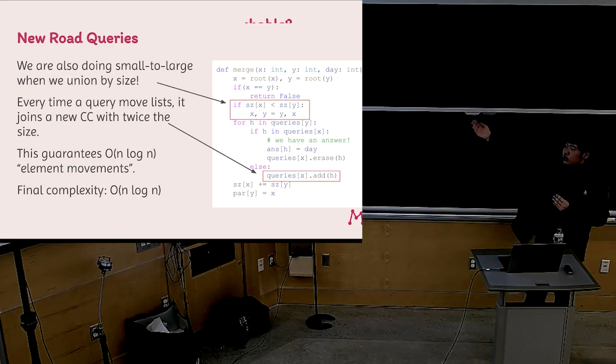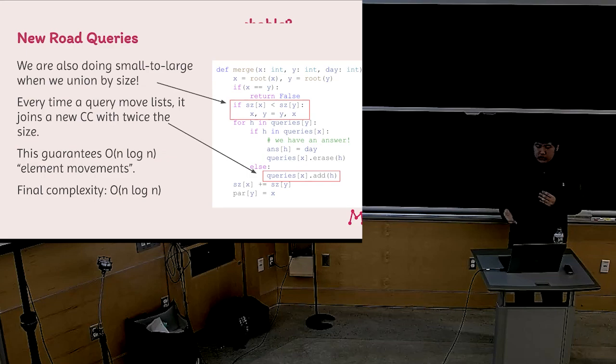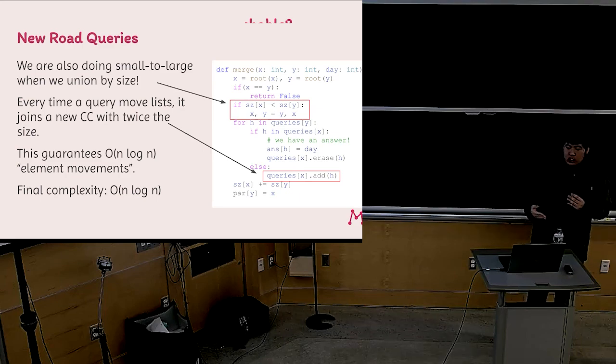And actually, we can notice that when we do union by size, we're also doing small to large. Because every single time a query, in quotes, moves lists, it has to join a new connected component with twice the size. This is because we are doing union by size. And this also guarantees O of n log n element movements, as each individual element cannot move more than O of log n times. So this gives our final complexity as O of n log n, as there are only O of n log n element movements. Does this make sense?